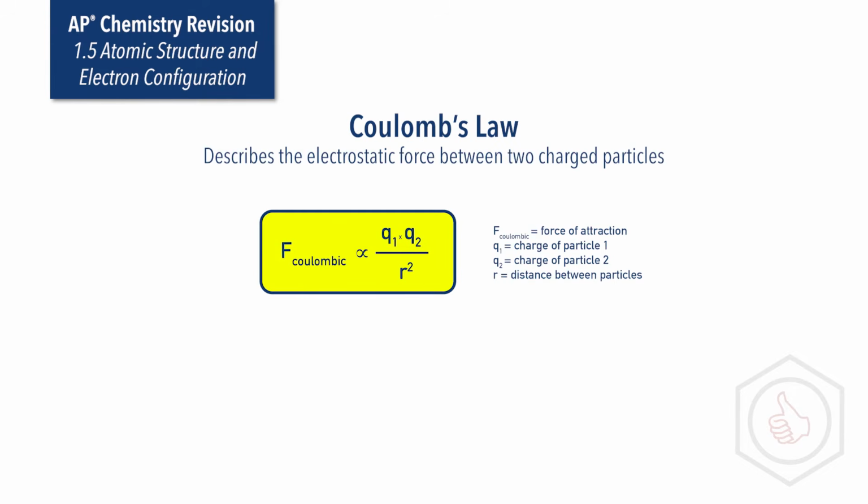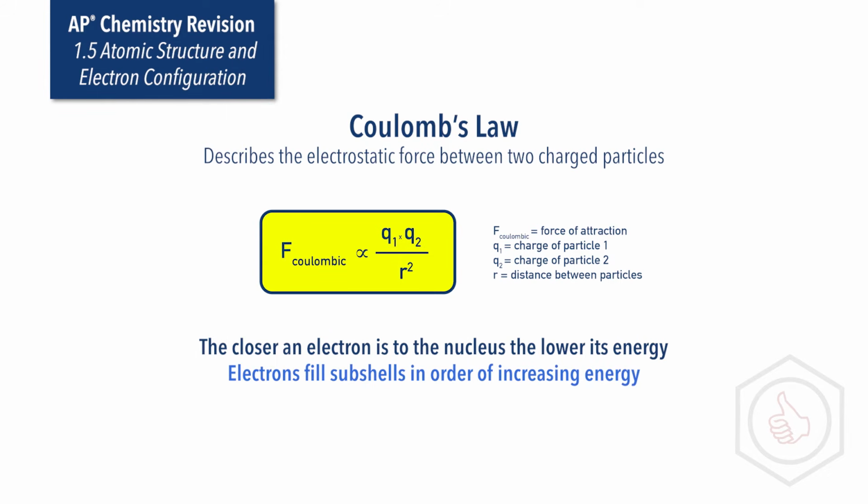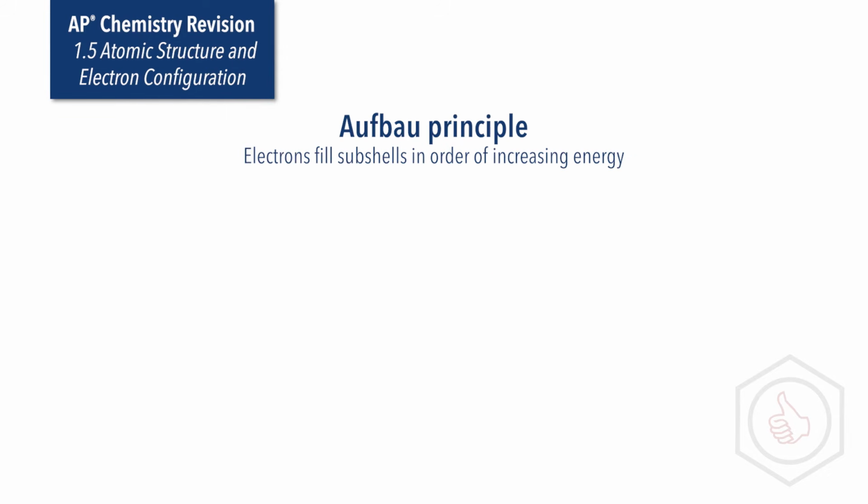From Coulomb's law, we know the closer an electron is to the nucleus of an atom, the more attraction it has to it, and therefore the lower in energy it is. As a result, electrons fill subshells in order of increasing energy or distance from the nucleus. This is called the Aufbau principle.